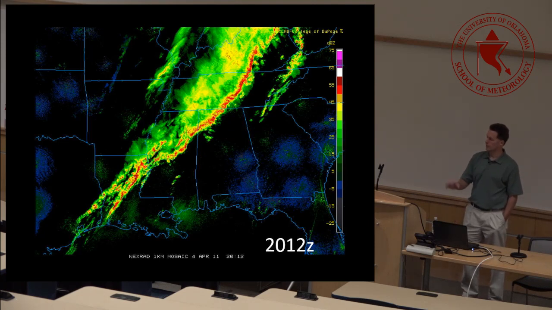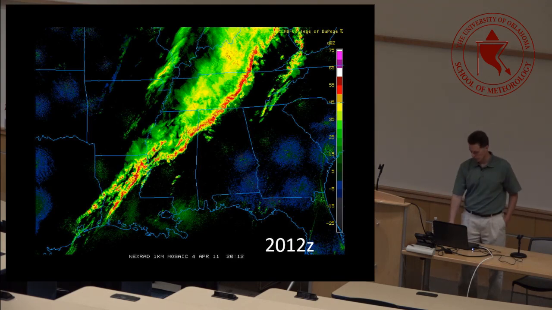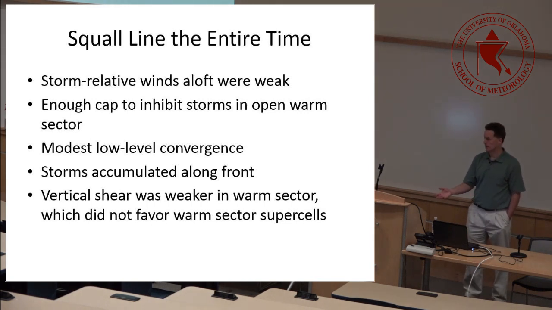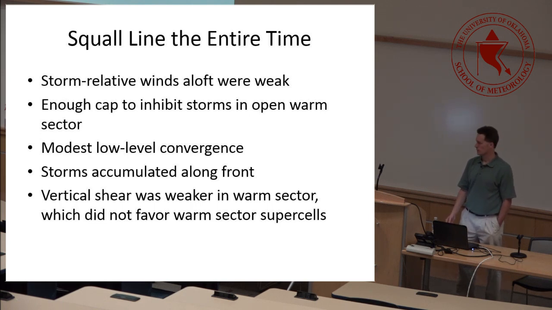There were some semi-discrete elements back in Louisiana, but they didn't stay that way for very long. And that's where the more significant tornadoes were. So again, storms just kept forming to the southwest, moving northeast along the line, interacting with each other and reinforcing the cold pool and keeping the whole structure going. And then just again, another summary, as I've done with the other cases. You can see there that again, it's primarily a recipe favoring more linear convection. And again, it's because storms accumulate along the front, and this isn't really a favorable profile for warm sector supercells.